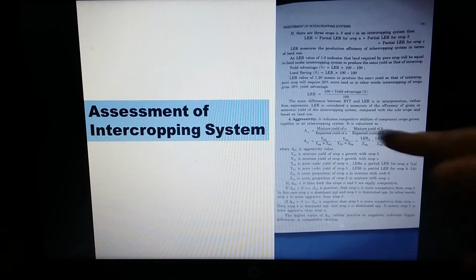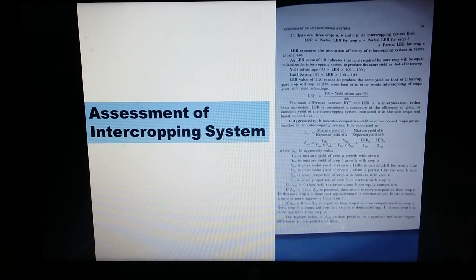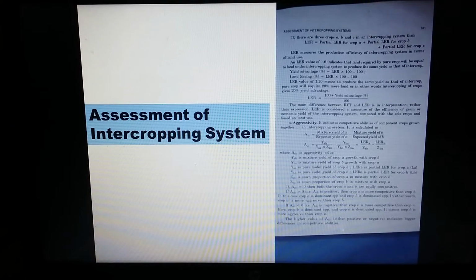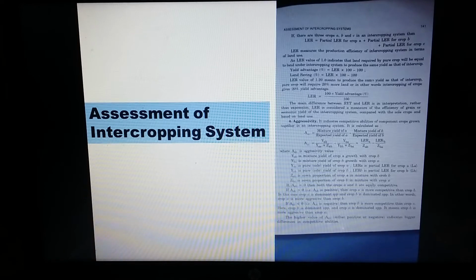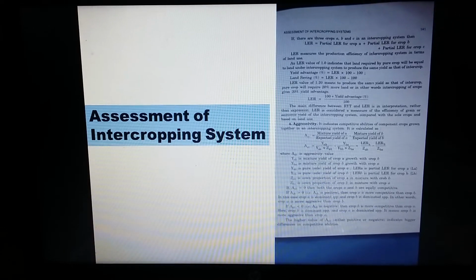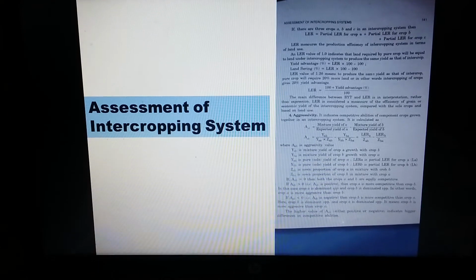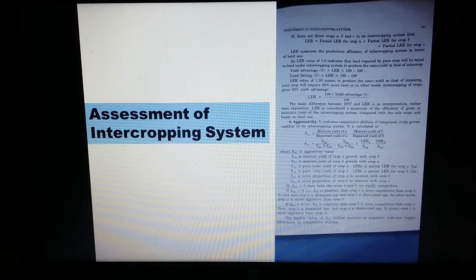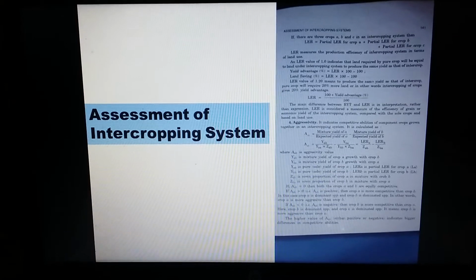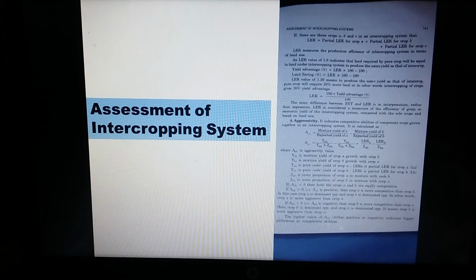So according to the formula, aggressivity equals YAB, that means intercrop yield of crop A, divided by YAA, that means sole crop yield of crop A, into ZAB, that is the sown proportion of crop A intercropped with crop B, minus YBA, that is intercrop yield of crop B, divided by YBB, that means sole crop yield of crop B, into ZBA, that is the sown proportion of crop B intercropped with crop A.